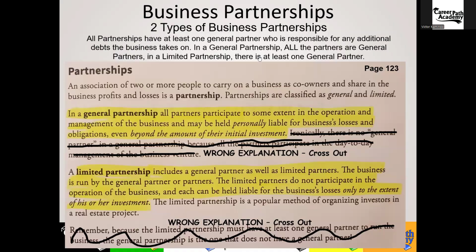So when it comes to business partnerships, the book really screwed this up here. I believe they'll be correcting this in the next version, but we'll correct this one right now.